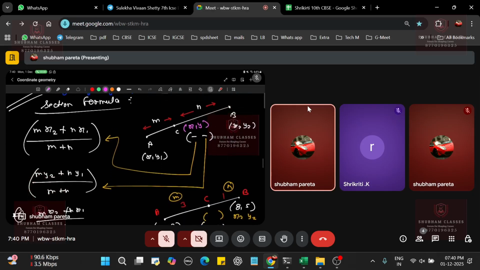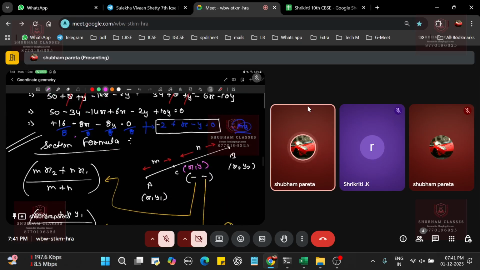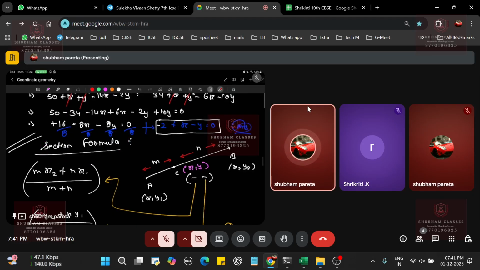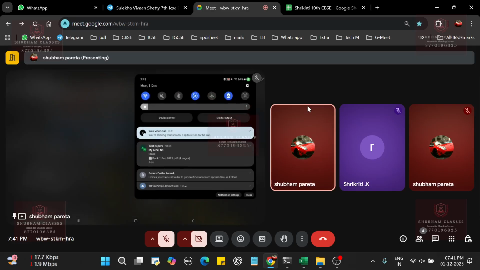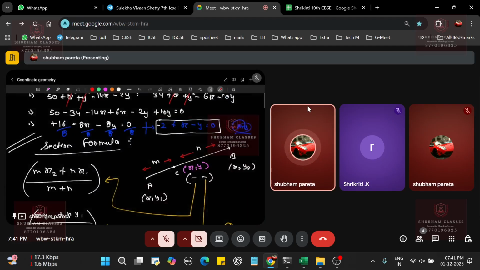Okay, now moving forward to the next one, which is known as the section formula. In the category of the section formula, when you are doing the section formula over here, what it is saying is that we have basically two things over here.